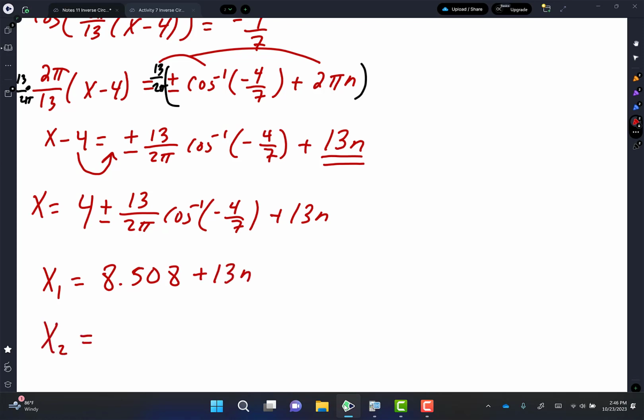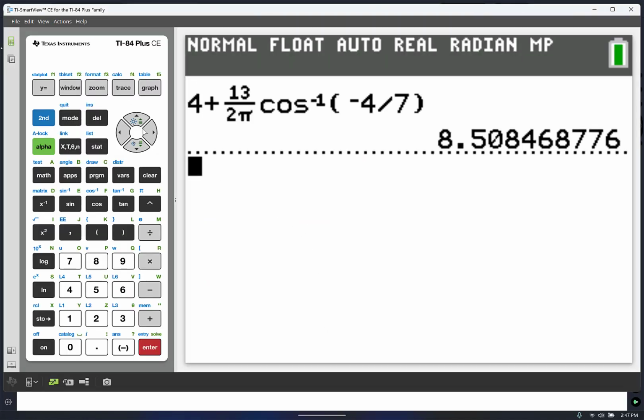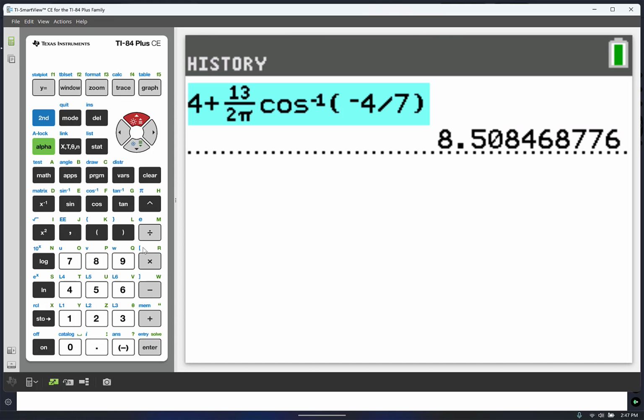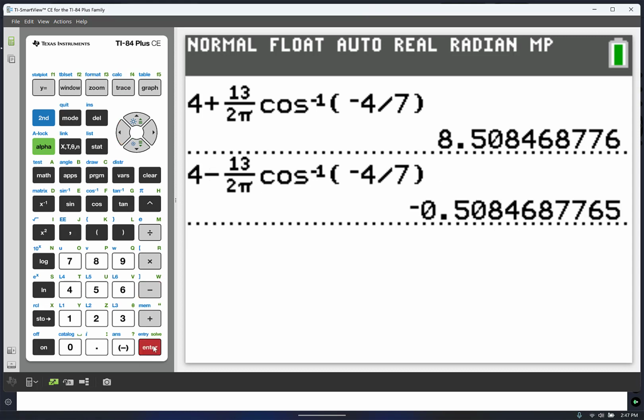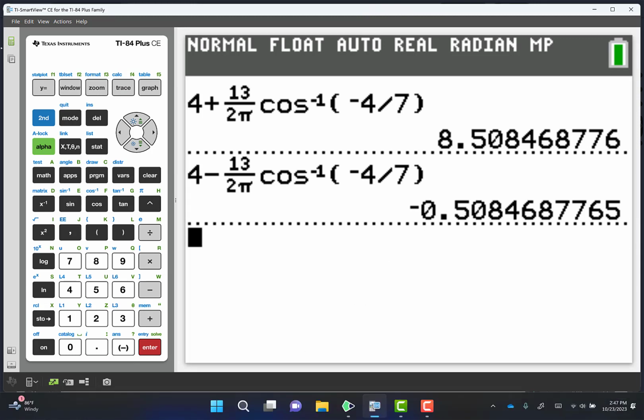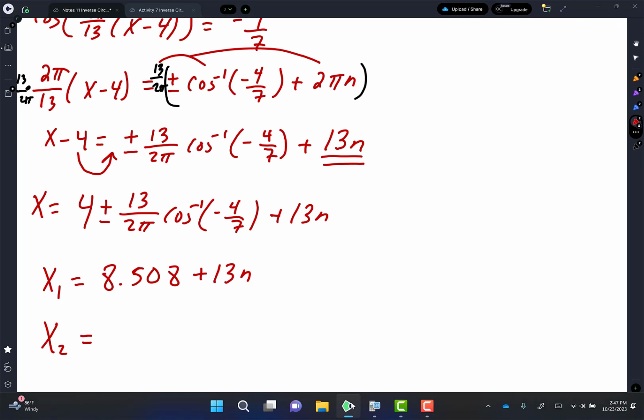For x2, instead of adding, what do you think I'm going to do? Subtract. You don't have to type it again. Scroll up. This is what makes this TI super awesome. Push enter. Then just scroll until you see the plus and change the plus to a minus. Get on top of the plus, hover over it, and change it to a minus, and then just push enter. Look how awesome that is. Saves so much time. Negative 0.508. OMG, that was one of our answers. Negative 0.508 plus 13n.